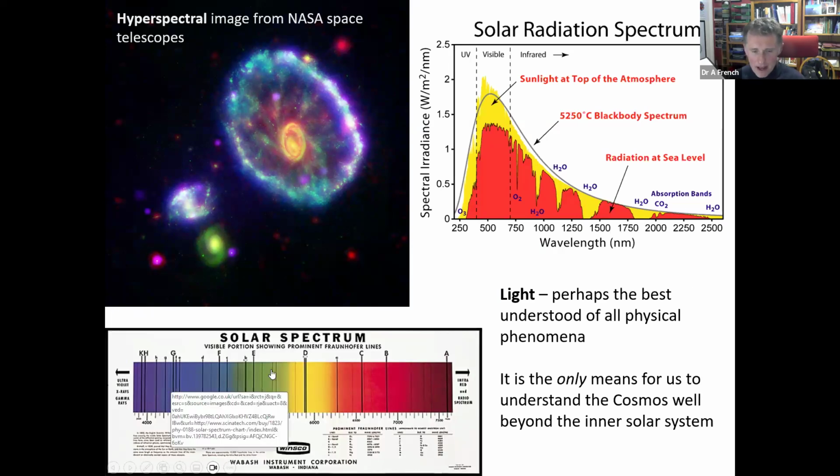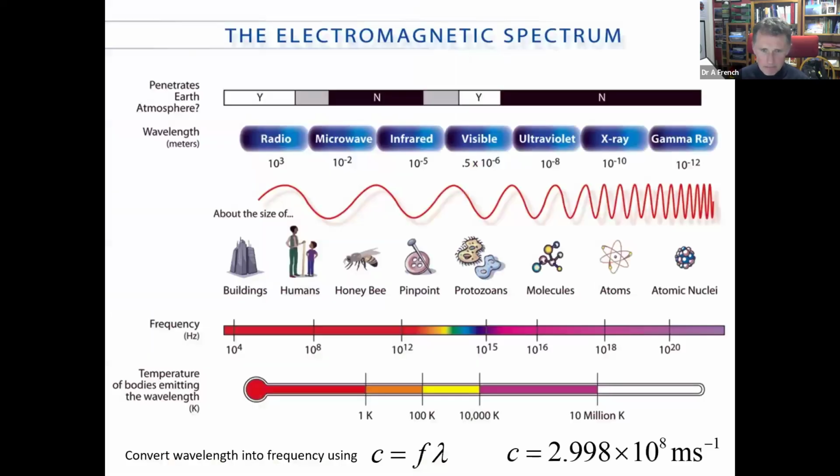And we can look at the gaps in that spectrum, the absorption spectrum or the emission spectrum, and that tells us about what stars and galaxies are made of. So basically, light is the only means for us to understand the cosmos well beyond the inner solar system. So why am I mentioning light here? Well, here's our electromagnetic spectrum. And we all know that in a vacuum, light moves at just under 3 billion meters per second.